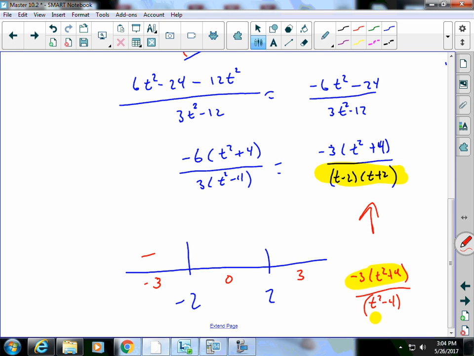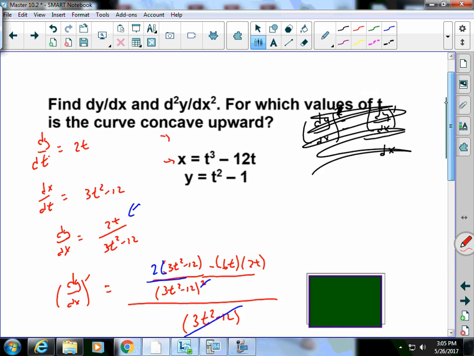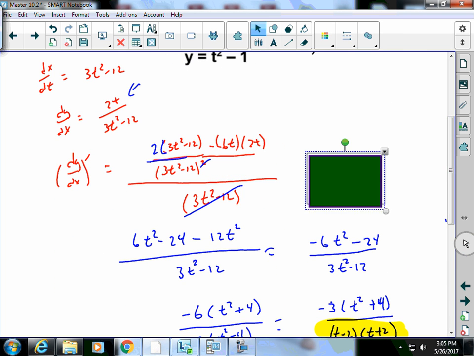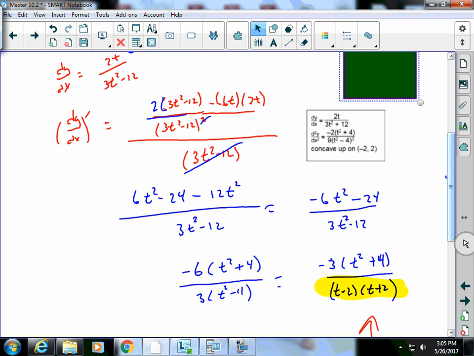When I put 3 in, I'm going to get the exact same result. But when I put 0 in, the numerator is negative, the denominator is negative, and negative divided by negative is positive. So in this interval is where it's concave up. It's concave up in the interval from negative 2 to 2. I believe that's all they wanted, right? So it's concave up, like I said.